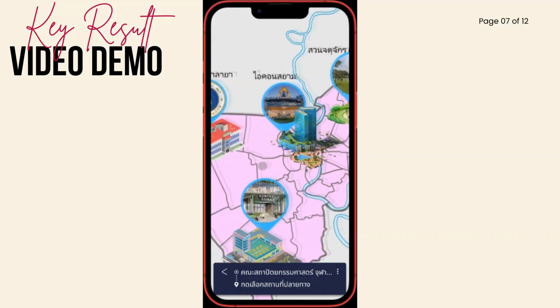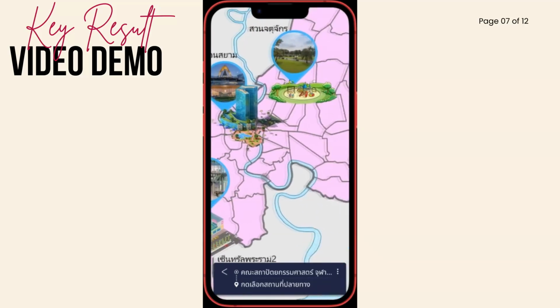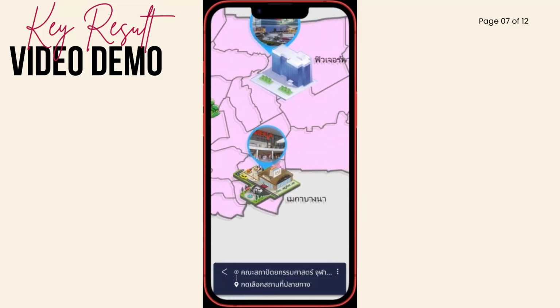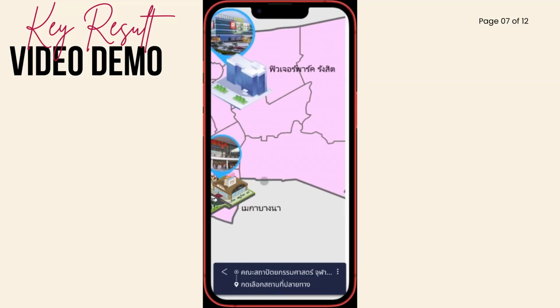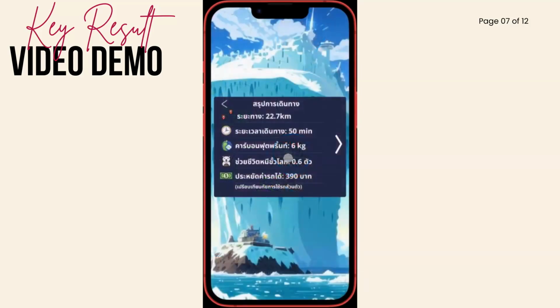Then the next page will show the possible destinations, which we have chosen about 6 locations in Bangkok, which the user can choose. So let's say I want to go to Megabangna, so I will choose this one. And the next page will show the summary of our journey, which will include the distance, the time taken, the carbon footprint that we will save comparing to using a private car, and also the number of polar bears that we will save and money that we save comparing to a private car. So let's say I have already acknowledged this.